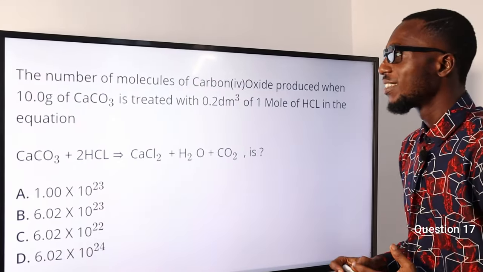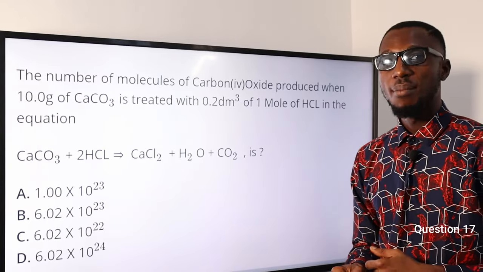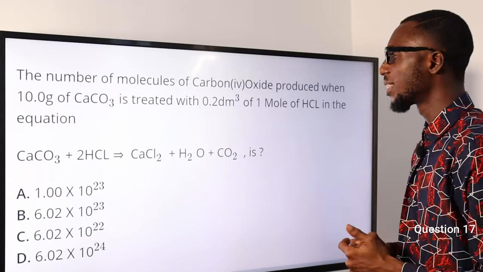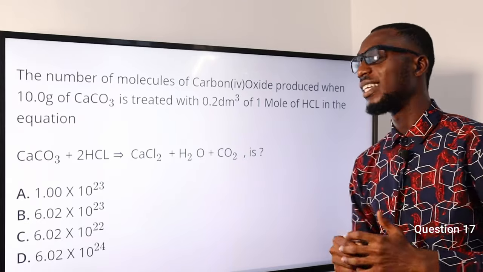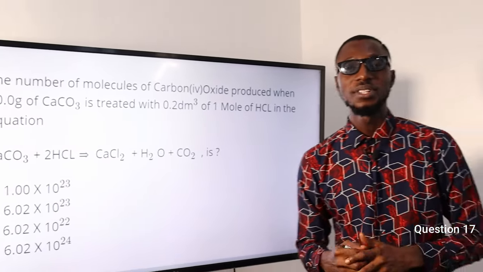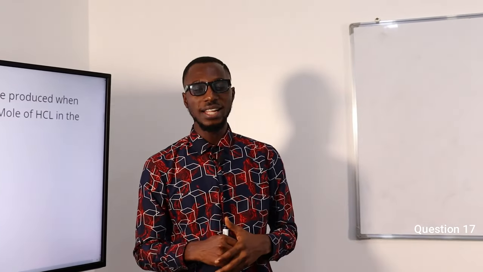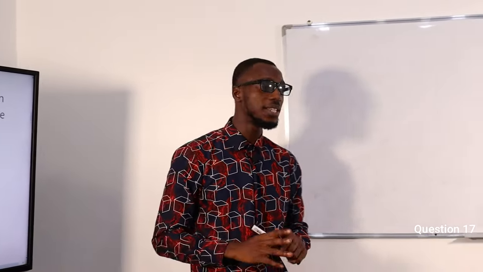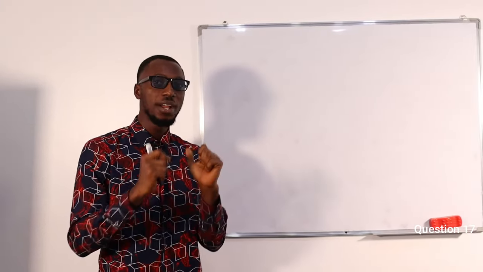Question 17. The number of molecules of carbon(IV) oxide produced when 10.0 gram of calcium trioxocarbonate(IV) is treated with 0.2 dm cube of 1 mole of HCl in the equation is what? Okay, so I would like to share that this particular question has very good approaches that we can use. There are different methods to it, but I'm going to present something as short and as workable as possible.